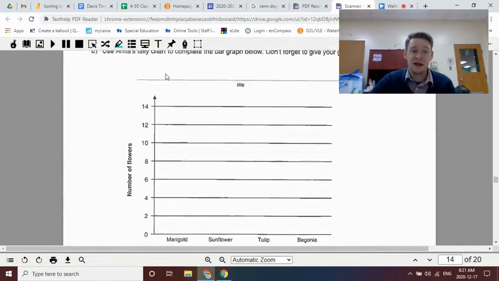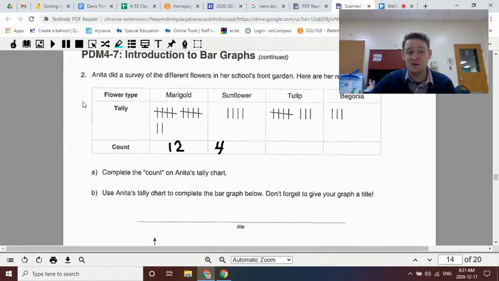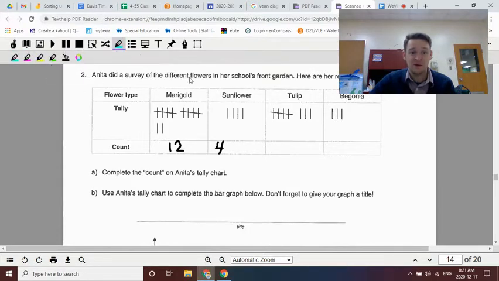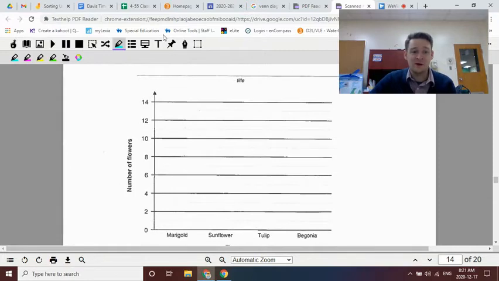Here it says use Anita's tally chart to complete the graph. So give your graph a title, and it's always a good idea if you're given a chart and information. So we've got flowers in the school's front garden. That might be a good title. Something to do with that. And they've set it all up nicely for us.